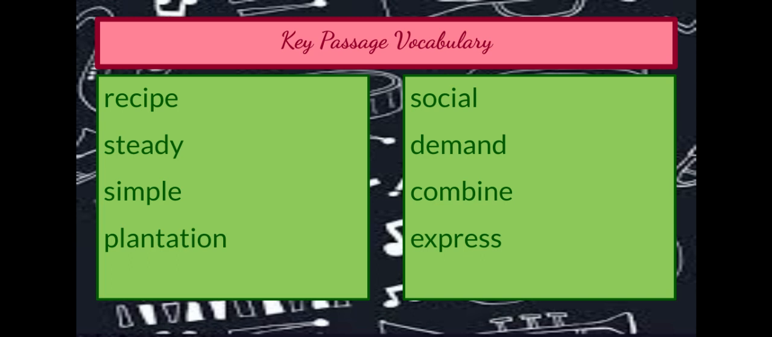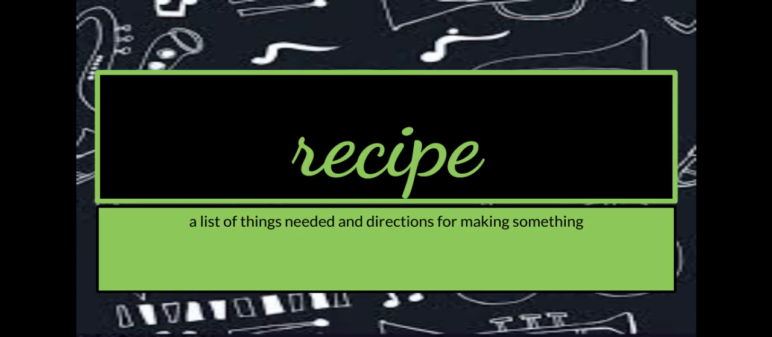You've rated your knowledge and talked about what you think the words mean. Now, let's discuss the words. Let's read the first word together. Recipe. A recipe is a list of things needed and directions for making something. What is a list of things needed and directions for making something called?